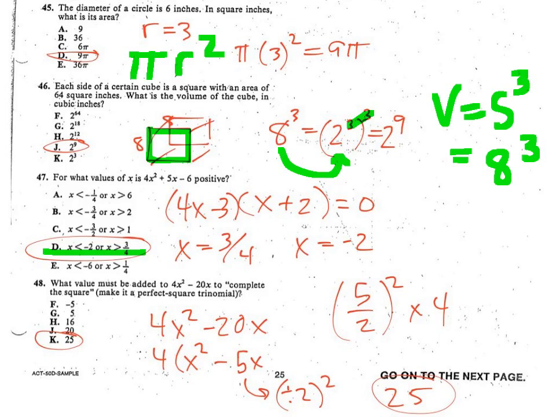And finally, looking at 48, it's asking us to complete the square. We first start by taking out a factor of 4 to get x squared minus 5x. And to complete the square, I take my b value, divide it by 2 and then square it. So it would be 5 over 2 quantity squared. But then I have to go back and multiply it by the 4 that I took out. So 5 over 2 quantity squared times 4 gives me a value of 25, which is letter K.